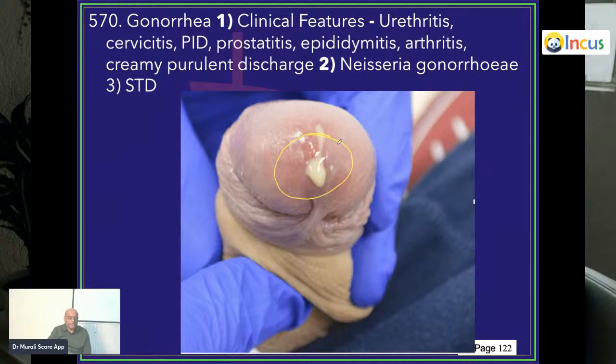Then comes the gonorrhea, urethritis, cervicitis with the discharge, which is creamy, purulent discharge.